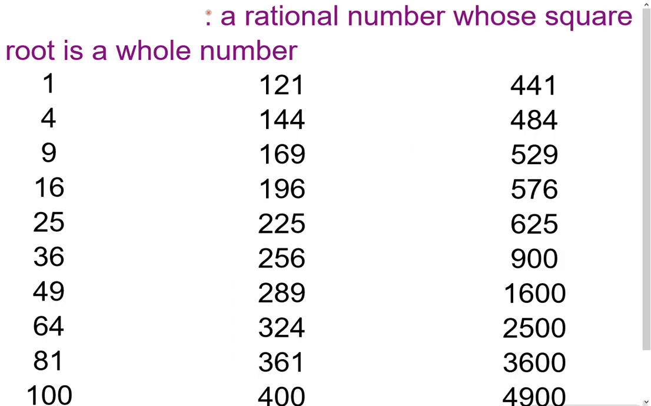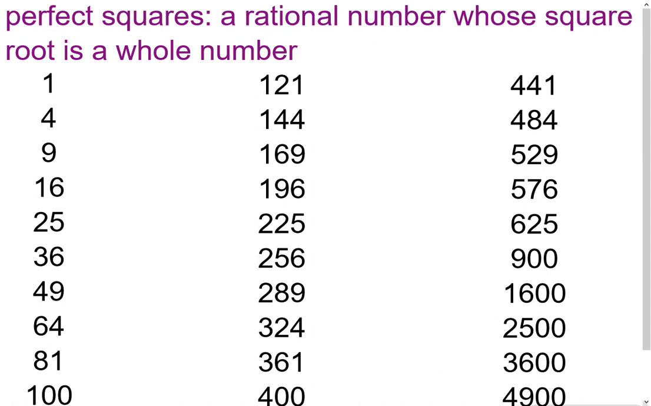Now, the next piece of vocab I have here is what's referred to as a perfect square, or perfect squares. And it's a rational number whose square root is a whole number. We can take square roots of lots of numbers, and sometimes they come out to be decimals, and sometimes they come out to be whole numbers. So here I have a big list. Is it the entire list? Absolutely not. But this is a big list of perfect squares.